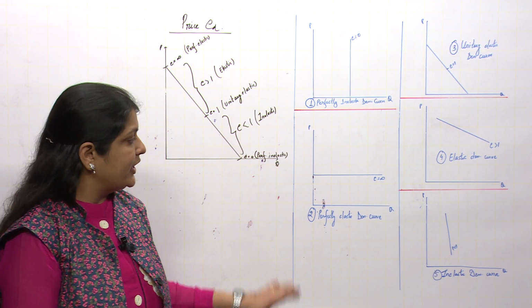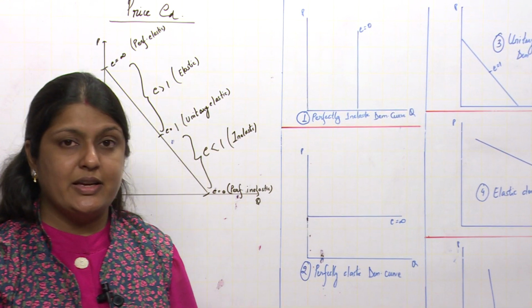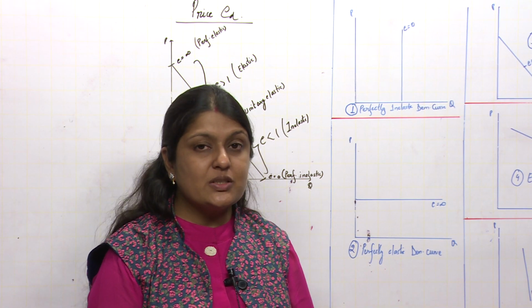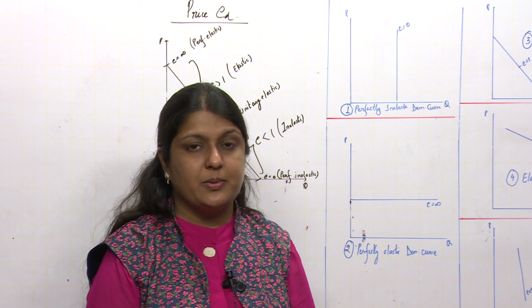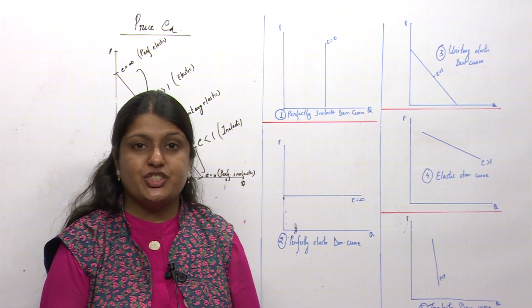So now let's see the individual demand curves. A demand curve which is a straight line parallel to the y-axis, which is vertical, has elasticity of demand equals to 0, which means quantity demanded is not changing at all.